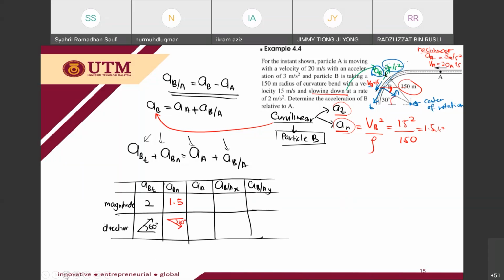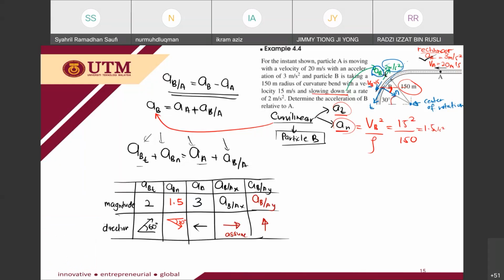Okay. So now you're done with particle B, and then go on to particle A. Particle A is just 3 meter per second squared here, and the direction is to the left. And then here is unknown x. I just made the assumption to the right, and then outward for y.